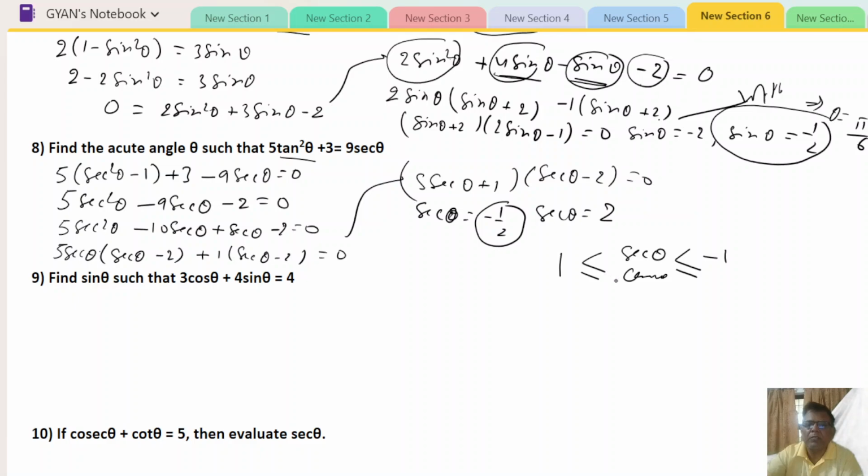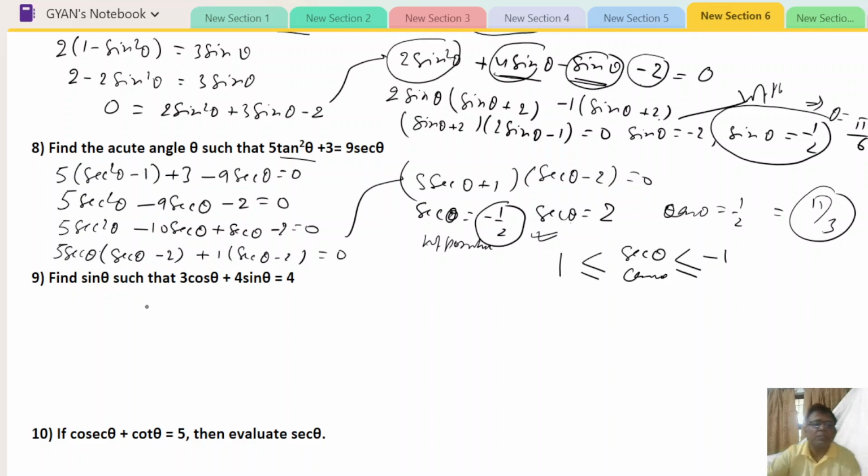Sec theta is always greater than 1 or less than minus 1, so between 1 and minus 1 it doesn't lie. So this value, minus half, is not possible; only this value is possible. Then they are asking for the angle. So cos theta is equal to half, and the angle is pi by 3.